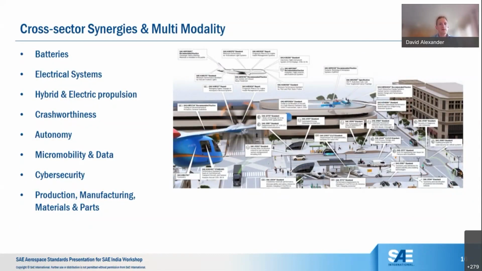And then, as has been noted, SAE is not just all about aerospace. We also work a lot with passenger cars, commercial vehicles of all kinds, and we're starting to realise, particularly through standards, these cross-sector synergies and the multimodality. So things like batteries, electrical systems, hybrid electric propulsion, crashworthiness of vehicles, everything automated and autonomous, micromobility, and then the data concerns. Cybersecurity, and then looking at lessons learned for production, manufacturing of materials and parts, and all the quality associated there. So very good crossover, and of course SAE India very well placed to lead here as well.